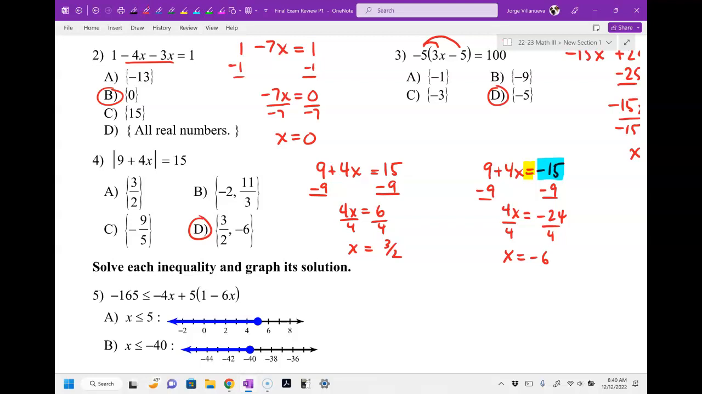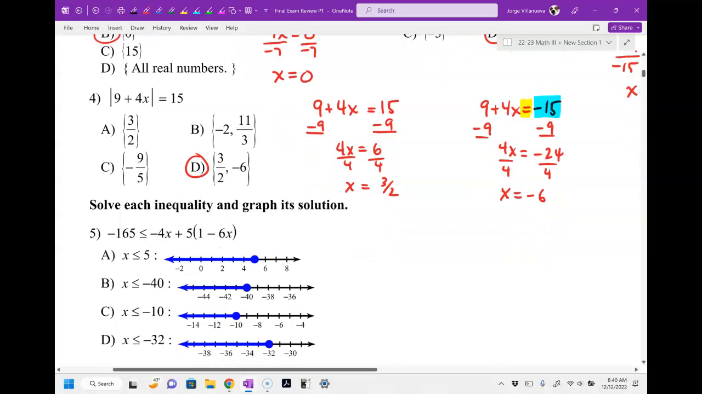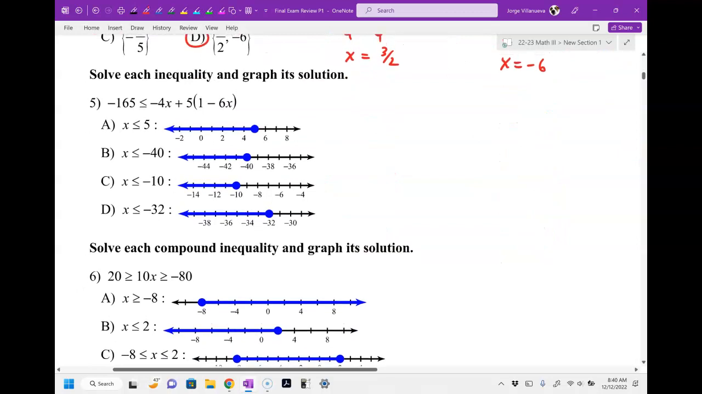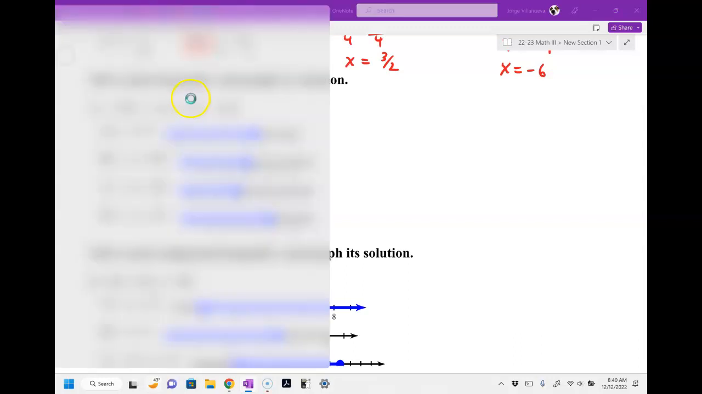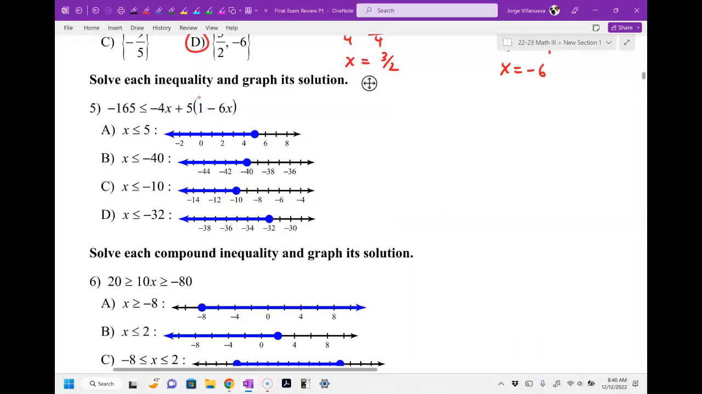So there's number 4. All right, number 5. Again, if you guys have questions, just feel free to ask. Solve each inequality and graph its solution. So we're solving and graphing. So first thing I'm going to do is get rid of that. I'm going to distribute that 5.